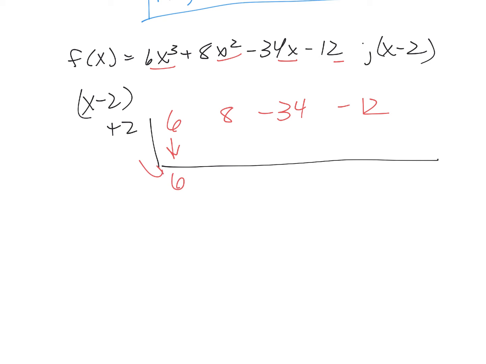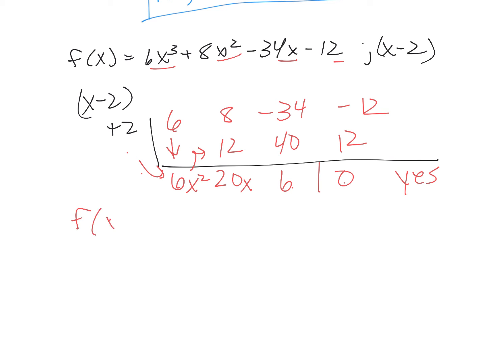Drop down the 6, multiply on the outside, bring that up on the inside, multiply again on the outside, add or subtract on the inside, multiply again, so it becomes 0. So yes, it is a factor. So we have a remainder, number, variable squared. And so as of right now, we have f of x equals x minus 2 times 6x squared plus 20x plus 6.